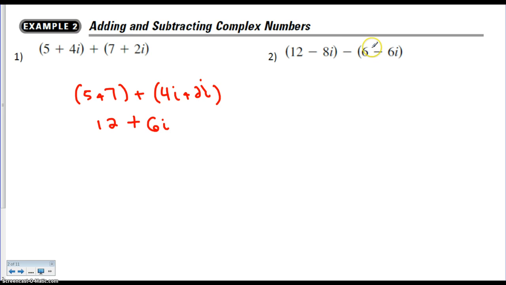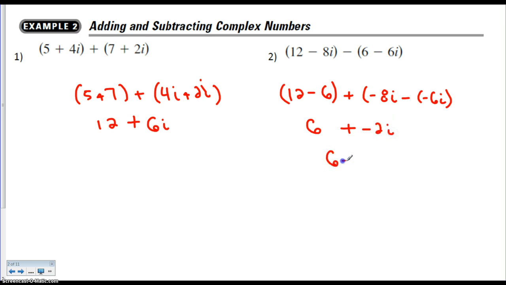Now I want to subtract them. I'm taking my two real numbers, 12 and 6, and subtracting them, so I have 12 minus 6. And then I have negative 8i, which I'm subtracting from negative 6i. So I have 6, and negative 8 minus negative 6 is negative 2. So I end up with 6 minus 2i.